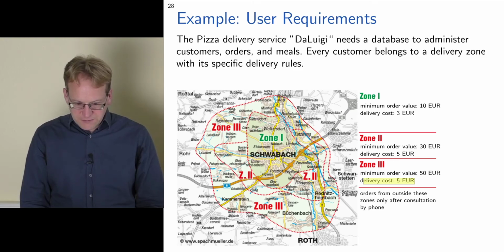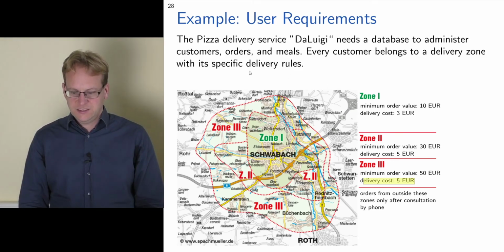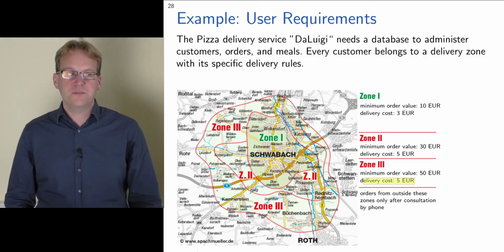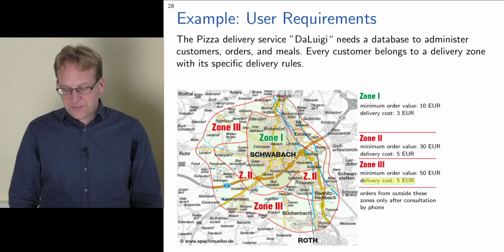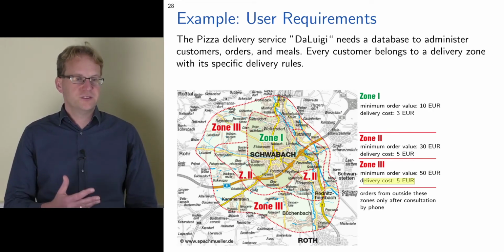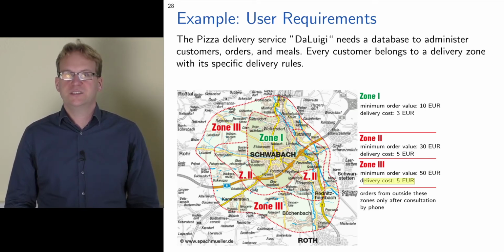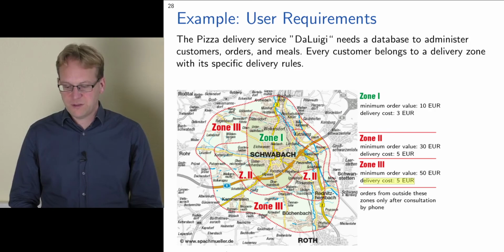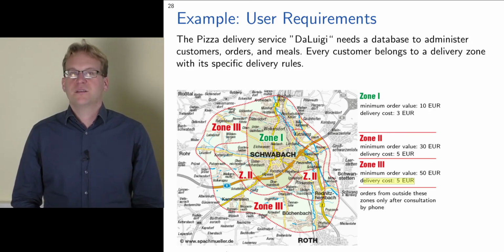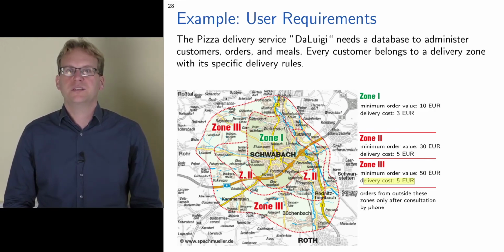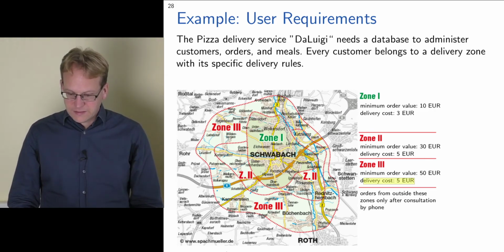And then everything that is displayed here in gray, we can call maybe zone 4. If you live in this zone 4, then there is no fixed rule. You simply need to call and negotiate with them. Only after consultation by phone will you get the price and the information whether your order will be delivered. That is the set of rules.